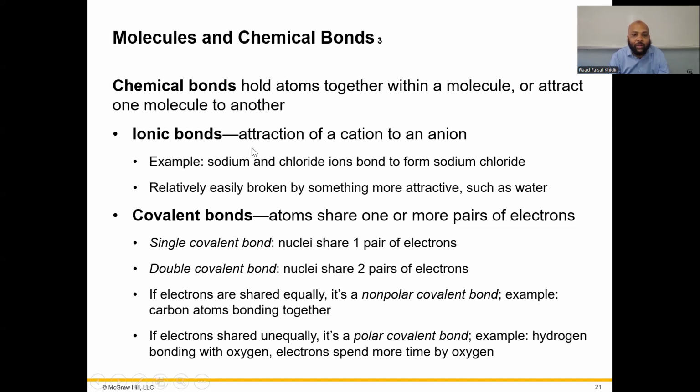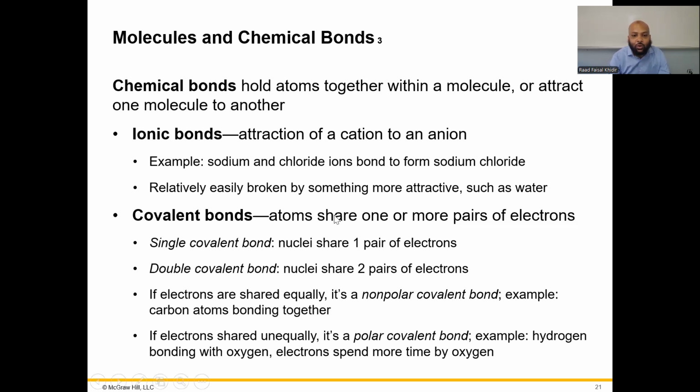So we have ionic bonds. These are attractions of a cation and an anion. The one that has an extra electron, an electric charge, will have a relationship with one that has no electric charge. An example is sodium and chloride ions. They bond to form sodium chloride. It is relatively easily broken by something more attractive, such as water. Oxygen is so electronegative that it will take away sodium from chloride and replace it, okay?